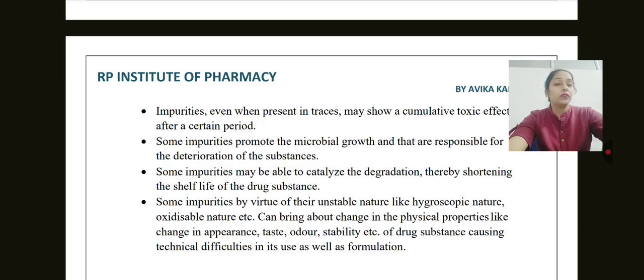In the next video, we will talk about the limit test, that is, the limits which are specified by the pharmacopoeia. So, we will discuss that in the next video.